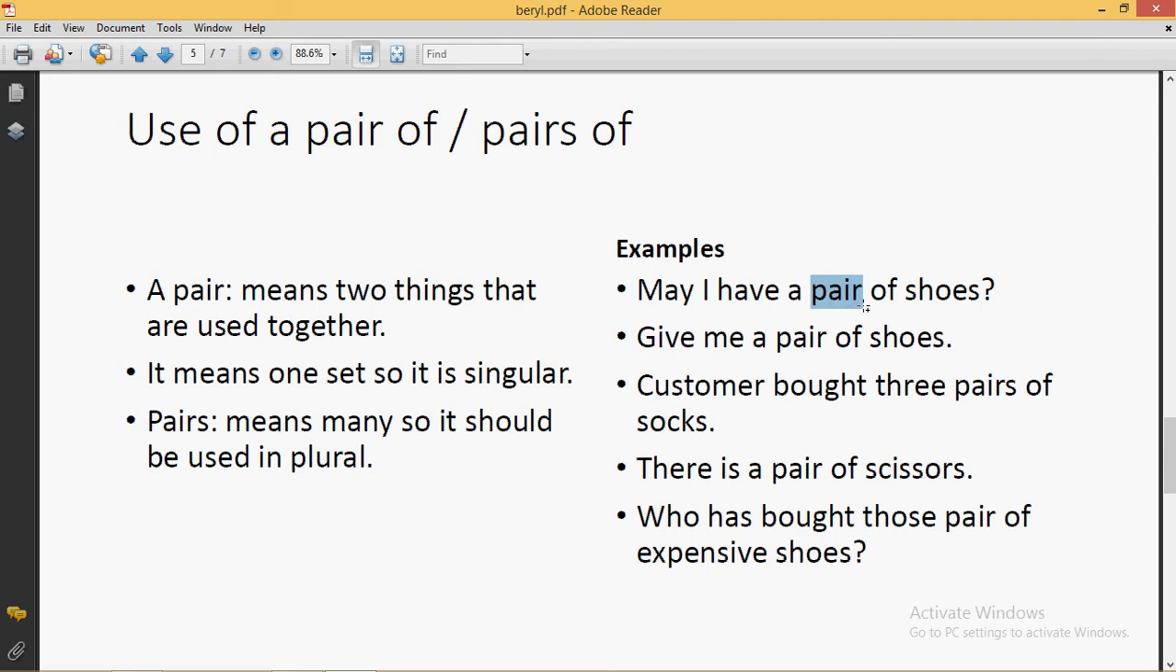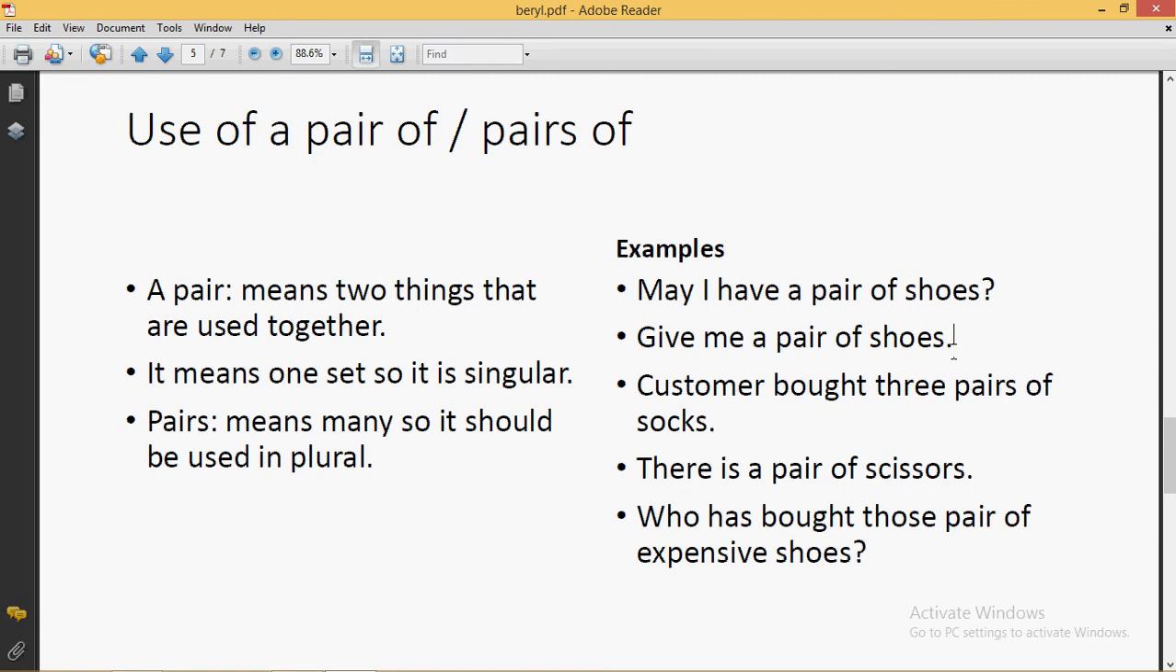Give me a pair of shoes. Meaning, in that place, there are many shoes, so you only want one pair of them, maybe for you or for your sister or for your brother. You say, give me a pair of shoes.